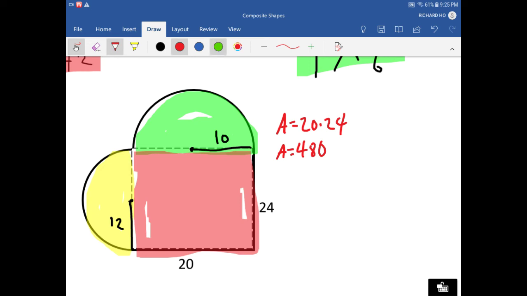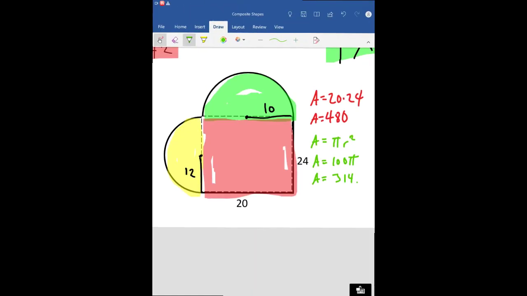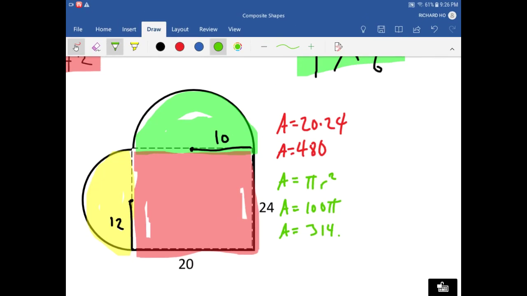For the green one, A equals pi r squared. The radius is 10, so 10 squared is 100, 100 pi, so area equals 3.14 times 100, 314.16.